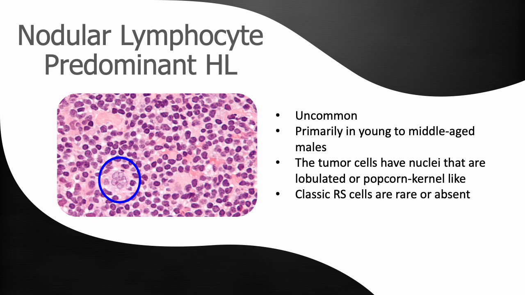Next, we have the nodular lymphocyte predominant Hodgkin lymphoma, which is characterized by the presence of lymphocyte predominant cells, sometimes termed as the popcorn cells, which are a variant of Reed-Sternberg cells. It is not common and found primarily in young to middle-aged males within the axillary or cervical lymph nodes. Classic Reed-Sternberg cells are rare or absent, and it is important to know the subtypes since it plays a large part in determining the treatment the patient will receive.